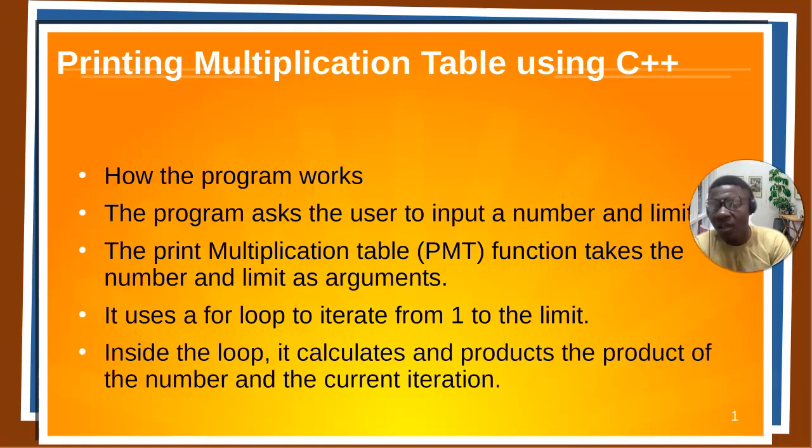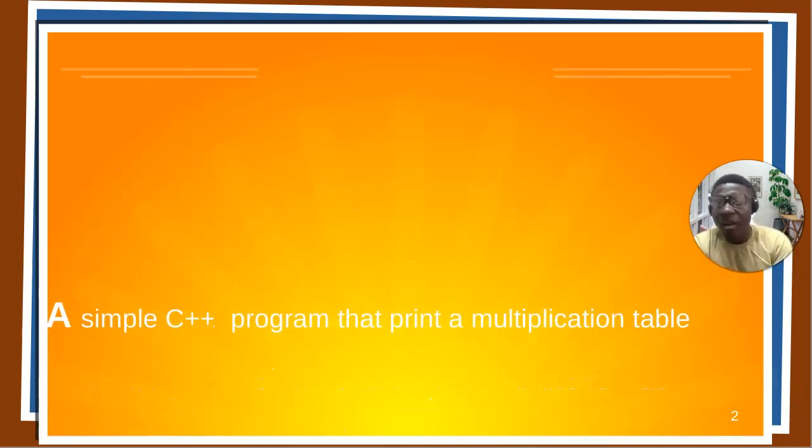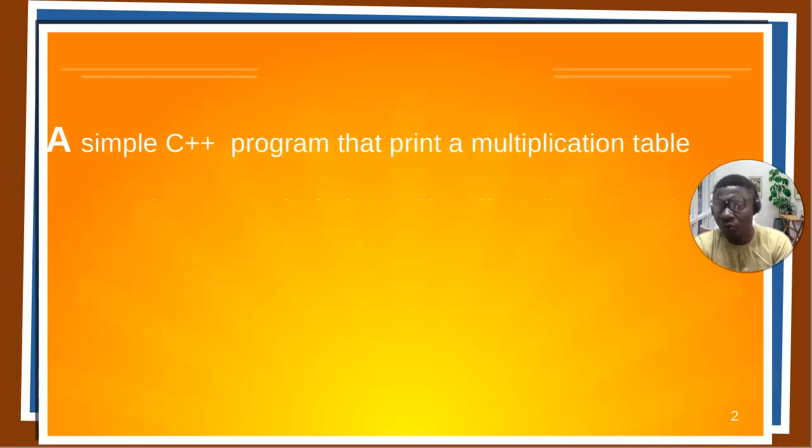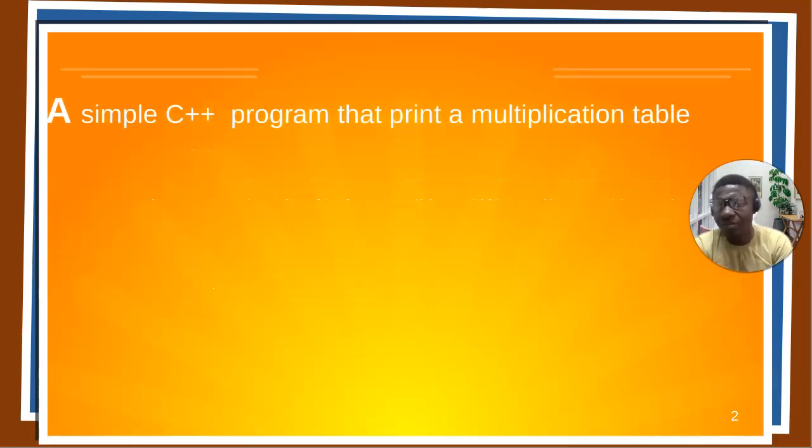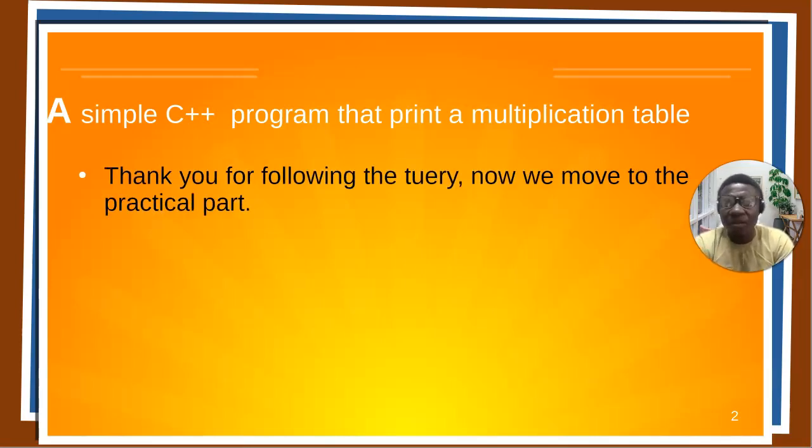Inside the loop, it will calculate the product of the number and the current iteration. After that, you will see a simple program that will be created to display the multiplication table practically. Thank you for following the theory. Now we move to the practical part.